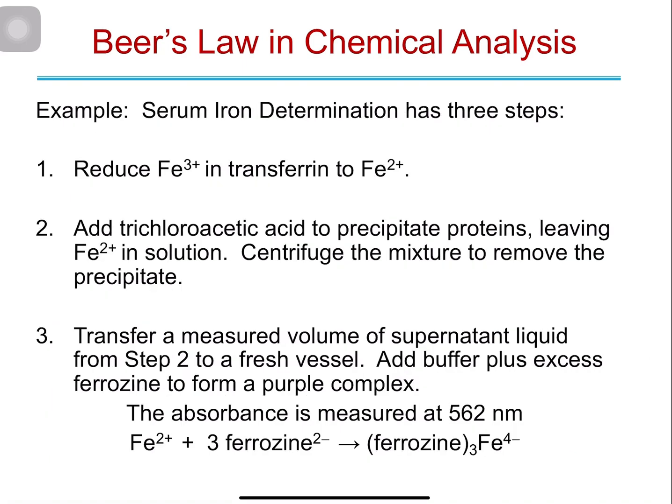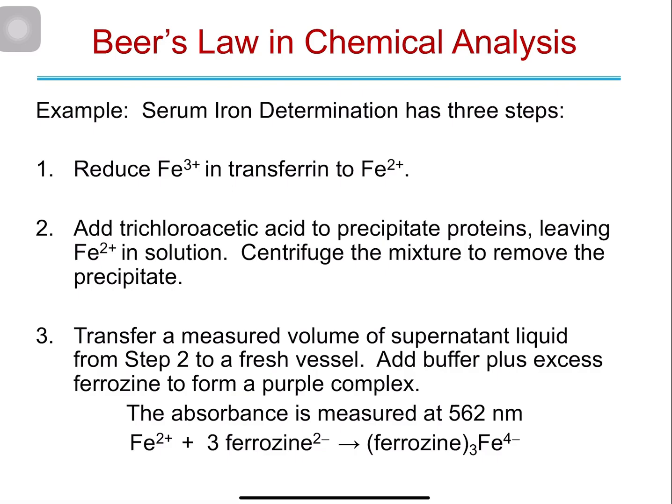Another example, which is a more practical example, dealing with biological samples. If I want to determine the serum iron concentration, we can do this in 3 steps. First thing I need to think about is what type of colored complex I need to form for the iron, because the iron in itself is not colored. So I need to convert the iron into a colored complex.